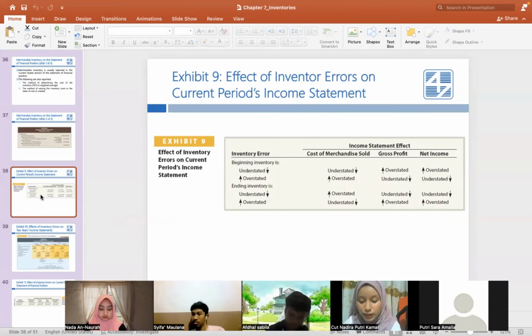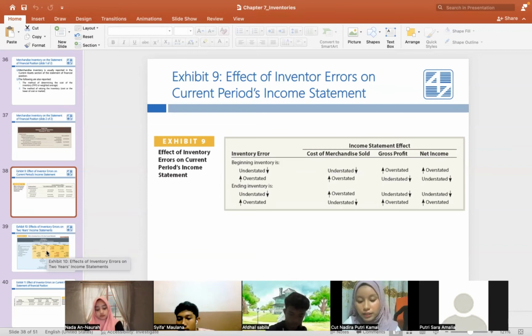The next one is the effect of inventory errors on the current period's income statement. So here's the information about income statement effects. In inventory error, there is beginning inventory and ending inventory. The first one is inventory error. At the beginning, inventory is understated and then overstated, and ending inventory is overstated and then understated.